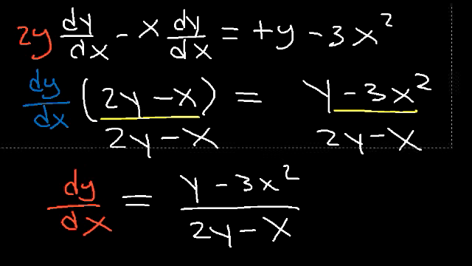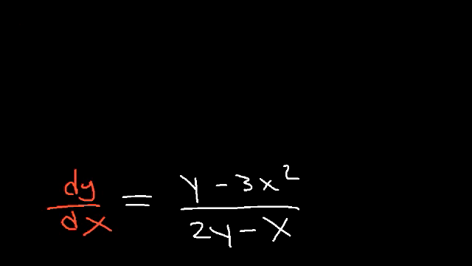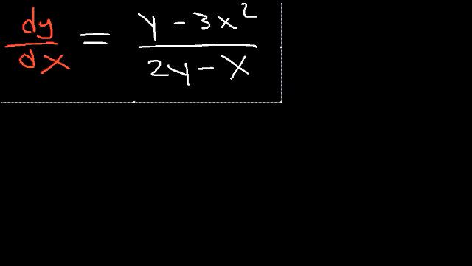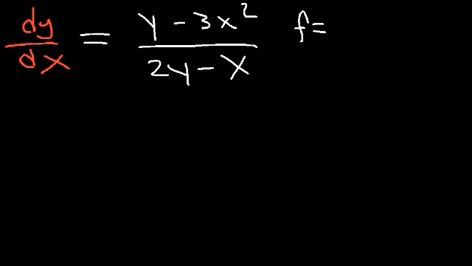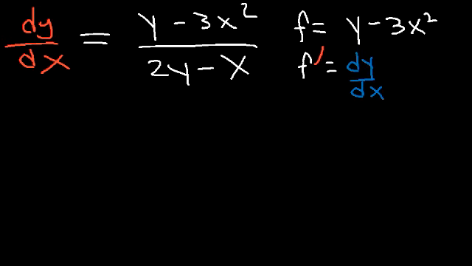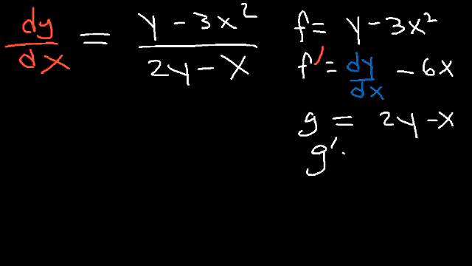So now that we have the first derivative, we could find the second derivative. So we have to use the quotient rule again. So f is equal to everything we see in the numerator, which is y minus 3x squared. Therefore, f prime is going to be the derivative of y, which is dy dx, and the derivative of negative 3x squared is negative 6x. So g is what's on the bottom, that's 2y minus x, and g prime is going to be 2 dy dx minus 1.